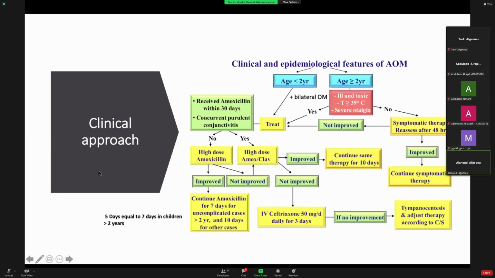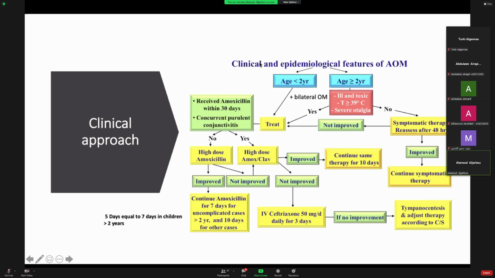So for the clinical approach to otitis media, as we mentioned, the age is important and the symptoms are also important. If the child is less than 2 years, we agreed to treat those patients regardless of their presentation. But if the patient is more than 2 years and has a toxic appearance, high-grade fever, severe otalgia, or bilateral otitis media, we will treat. If not, just give symptomatic therapy and reassess after 48 hours. If improved, continue the symptomatic therapy. If not improved, we will treat.